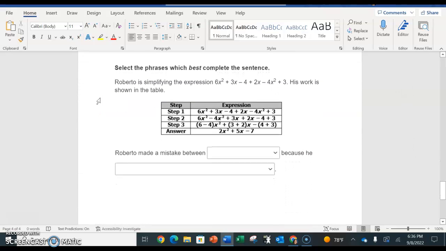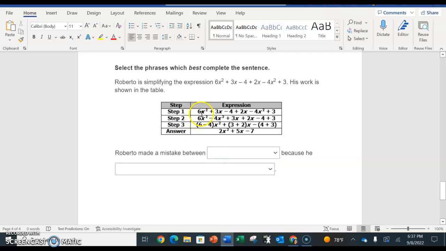All right, the next question says, select the phrase which best completes the sentence. Roberto is simplifying the expression 6x squared plus 3x minus 4 plus 2x minus 4x squared plus 3. His work is shown in the table. All right, so it says Roberto made a mistake between. All right, so on the test, you just clicked and it had choices there. But what we're doing is looking for where did he make the mistake. So Roberto made a mistake between which steps? So let's check his work.